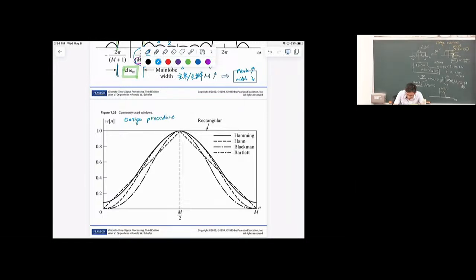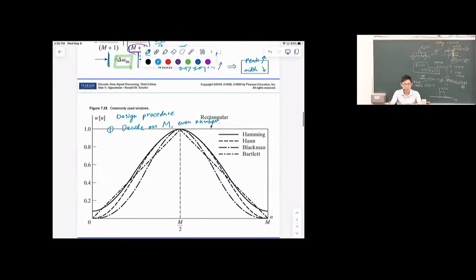So the design procedure should be: first, decide on how long you want the window to be. Okay, let's say M is an even number. To simplify our discussion, let's say M is an even number. Decide on M. Do you know how many points you want to keep the ideal response in the time domain? Decide on M, which is an even number, such as 22.